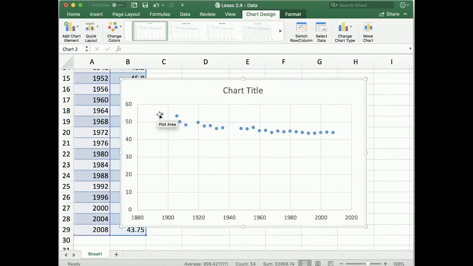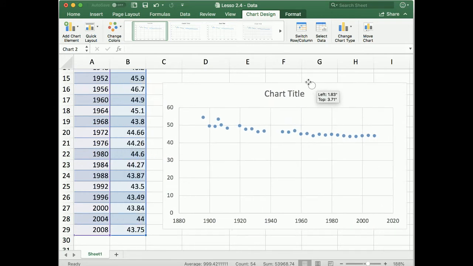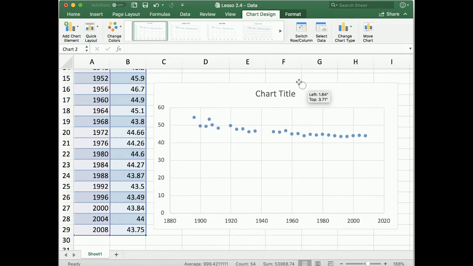And so it does look like the trend is moving down. People are getting faster and faster as you look at this. So there is a scatter plot. We'll move this off our data a little bit. So that's one thing we want to do.